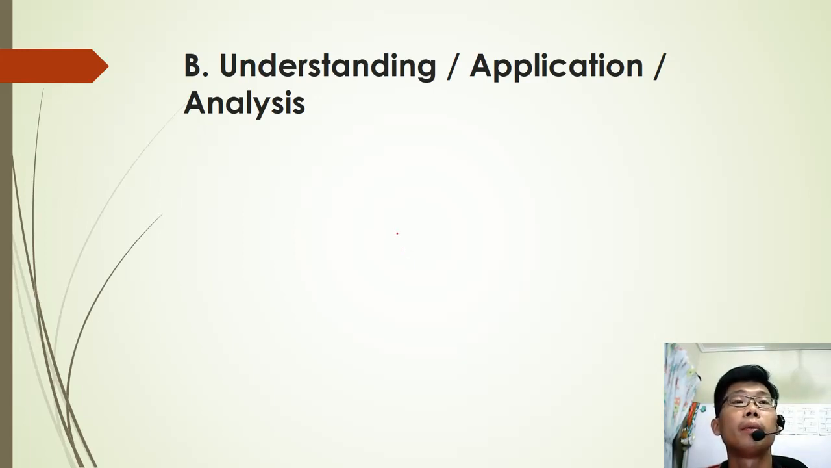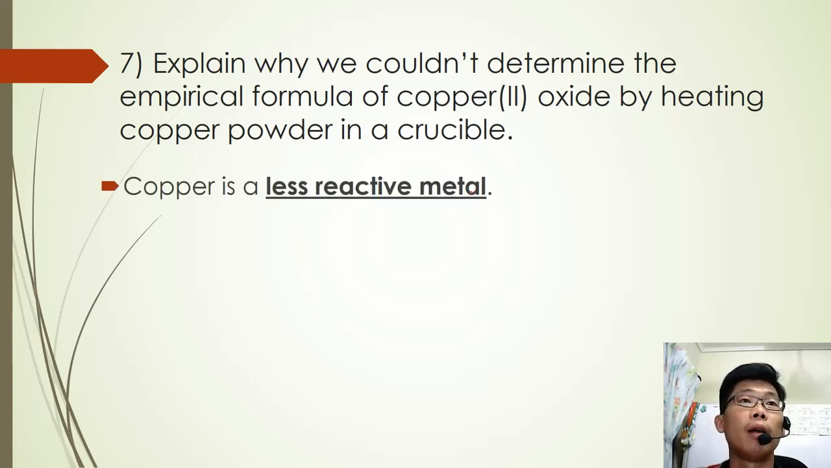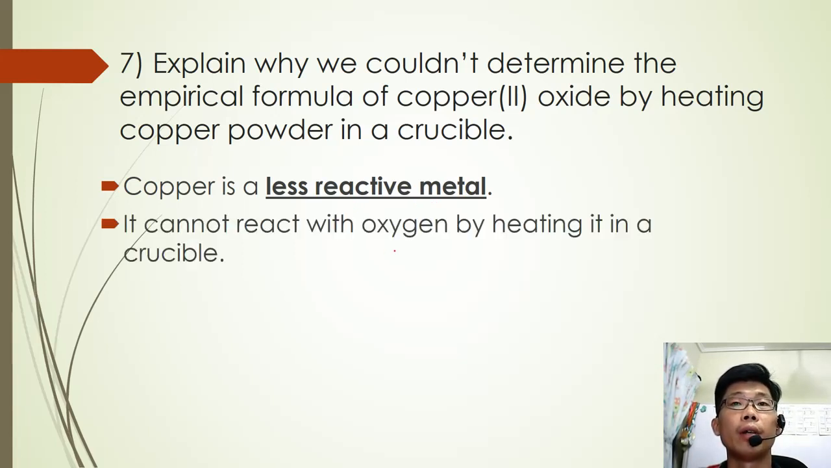Now we are looking at some questions on understanding, application, and analysis in chapter 3. Explain why we couldn't determine the empirical formula of copper(II) oxide by heating the copper powder in a crucible. Copper is a less reactive metal, so it cannot react with oxygen by heating it in a crucible. These are the keywords or key sentences that you need to explain your answer.